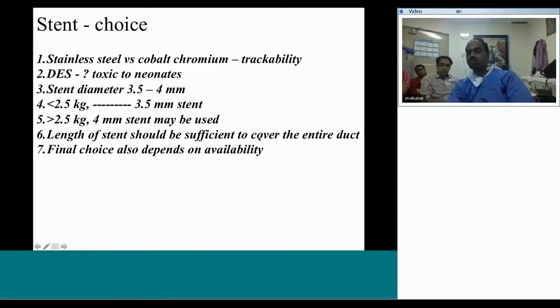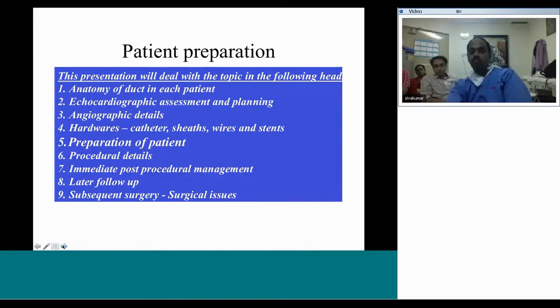Length of the stent should be sufficient to cover the entire ductal length. You should not leave behind any ductal portion unstented. The final size of the stent also depends on what is available on the shelf. You can say that I want a 4 millimeter diameter stent which is 17 millimeter long, but that stent may not be available. So then you may have to use either 2 millimeter more or 2 millimeter less, and you may have to work out of the situation because it also depends on what is available.